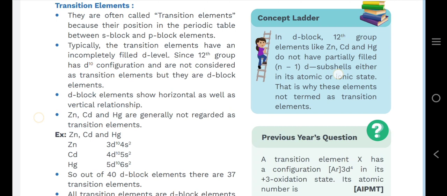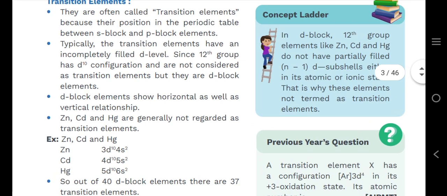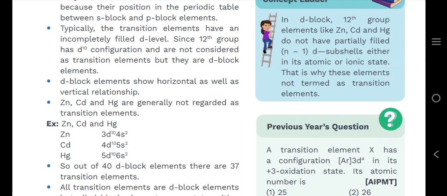Transition elements. These are often known as transition elements because of their position in the periodic table between s and p block elements. Typically, the transition elements have an incompletely filled d level. The 12th group has d10 configuration and is not considered as transition elements, but they are d block elements. D block elements show horizontal as well as vertical relationship. Zinc, cadmium, mercury are generally not regarded as transition elements because they have fully filled d orbitals.